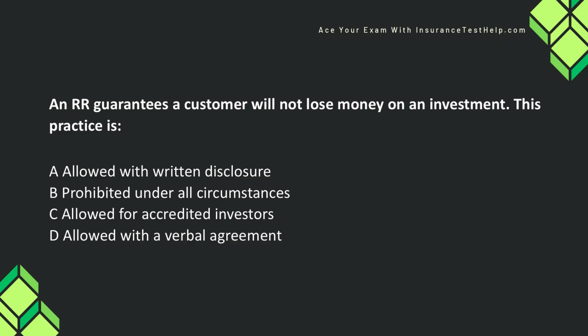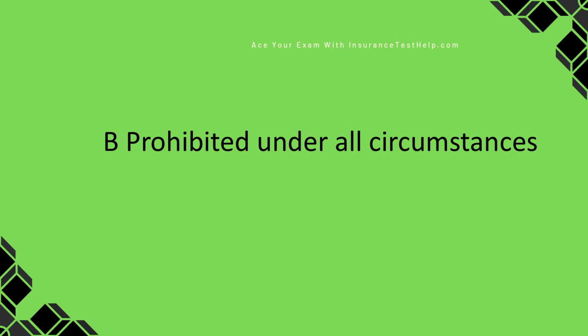An RR guarantees a customer will not lose money on an investment. This practice is A, allowed with written disclosure, B, prohibited under all circumstances, C, allowed for accredited investors, or D, allowed with a verbal agreement. You better know this one because this one's pretty basic. Prohibited under all circumstances. B is the correct answer.